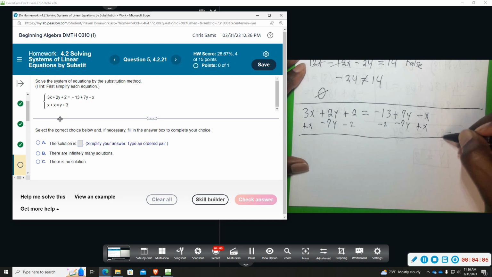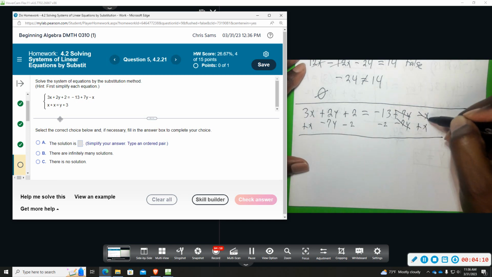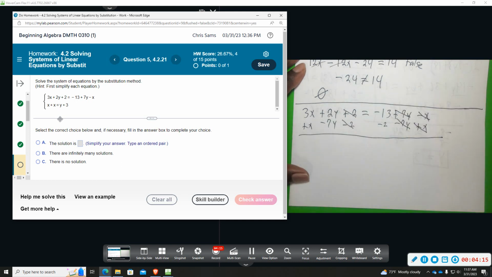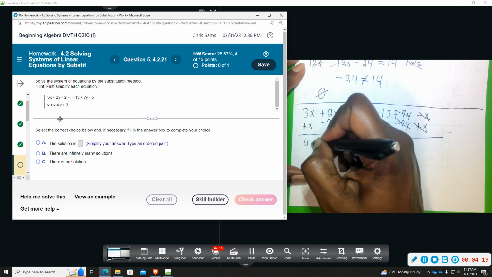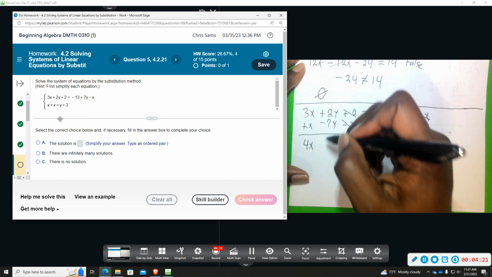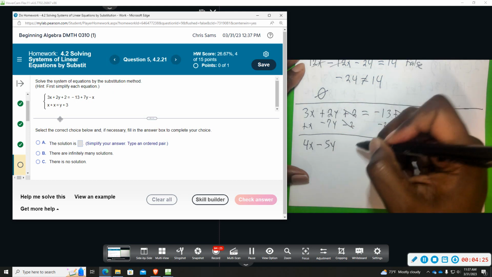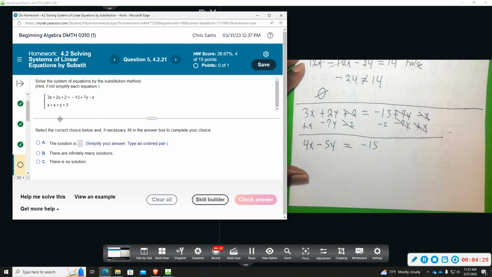So let's get rid of everything that's the same. Positive 7, negative 7 goes away. Negative x, positive x goes away. Positive 2, negative 2. So I'm going to combine what I have left. 3x plus 1x, 4x. Subtract these, I get a minus 5y, bring down equals negative 15. So this one's in standard form.